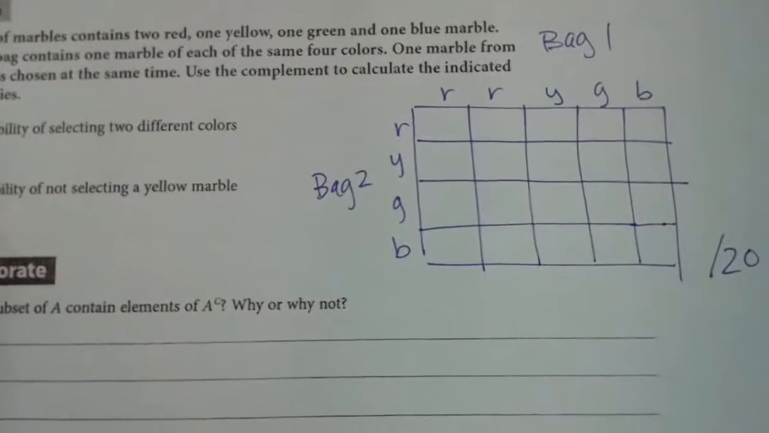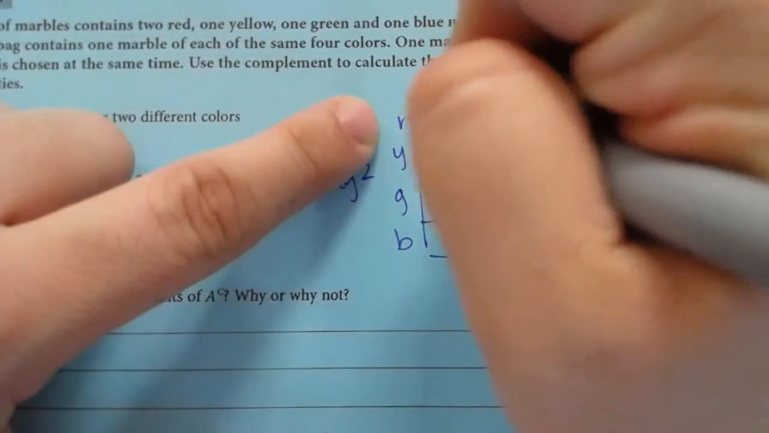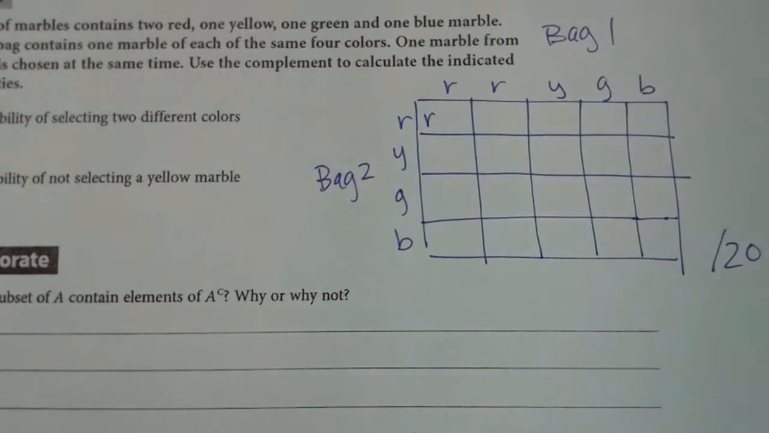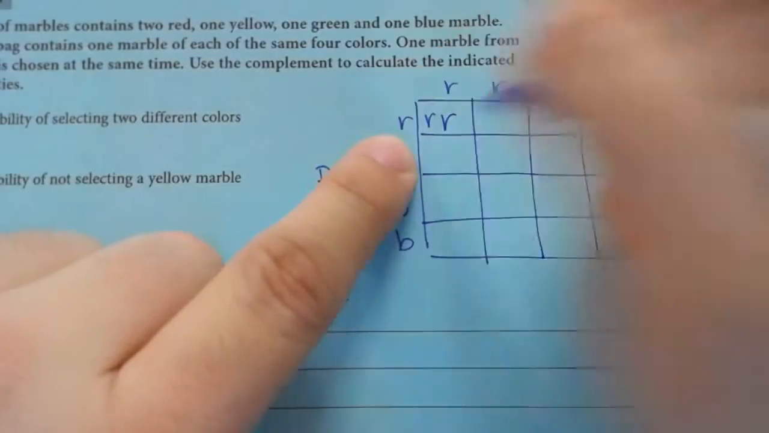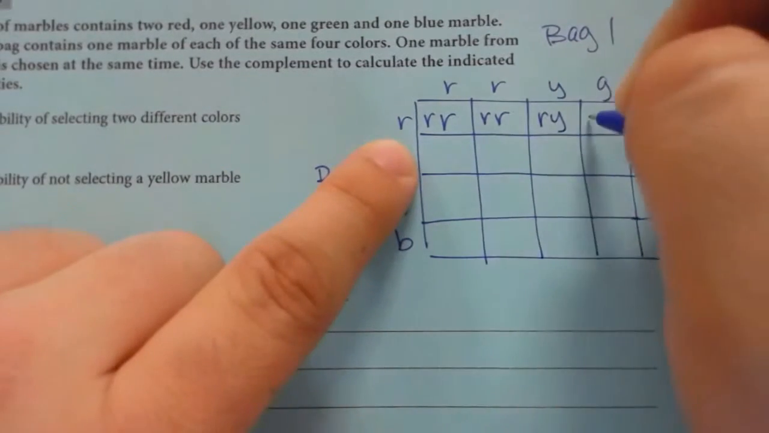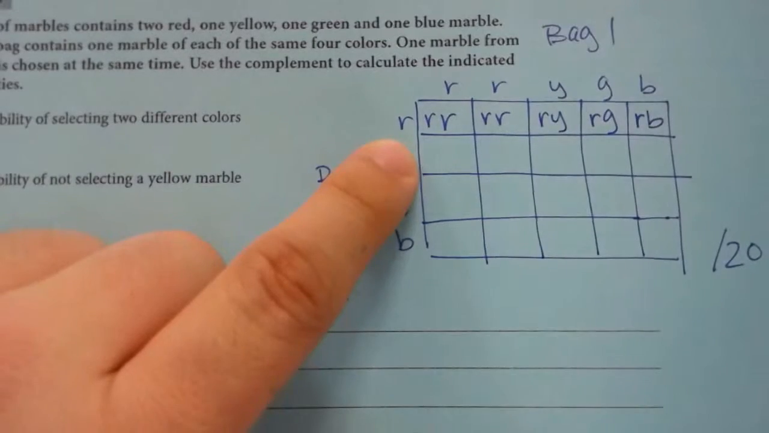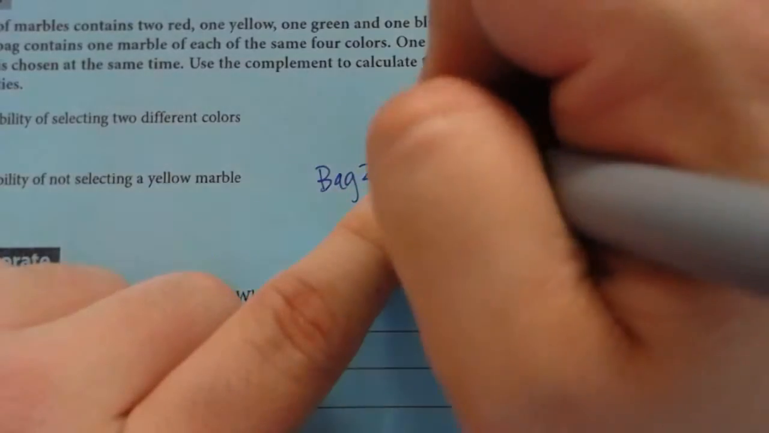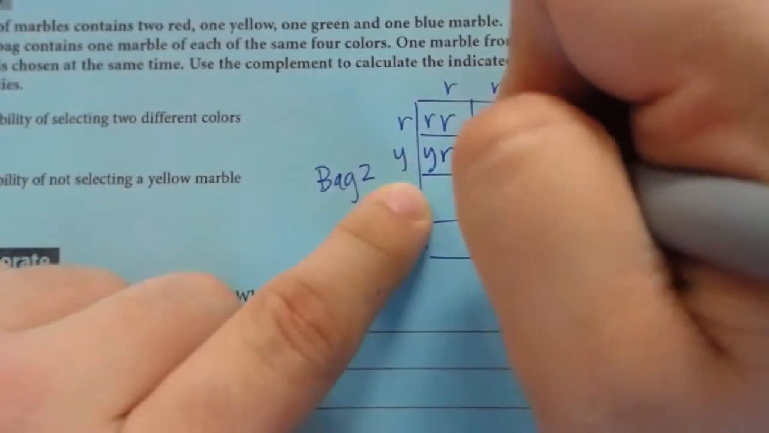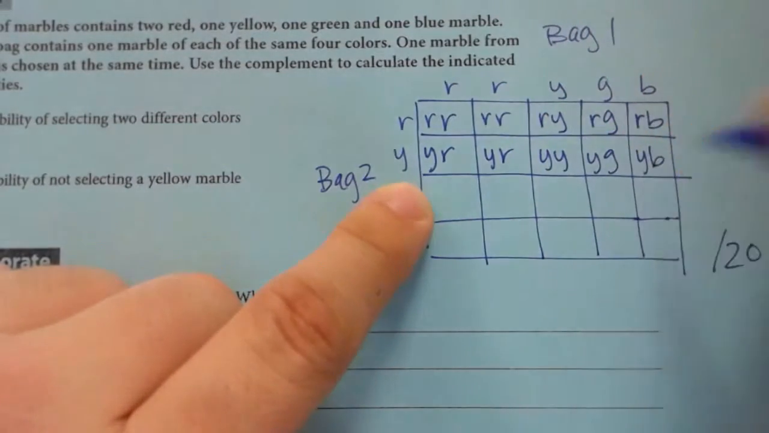There's 20 total, right? So looking at the row first, I've got a red. So what's going to happen is I'm taking 1 marble out of each bag, and I'm seeing what I get. So I could get a red and a red, a red and a red, a red and a yellow, a red and a green, or a red and a blue. Or yellow red, yellow red, yellow yellow, yellow green, yellow blue.